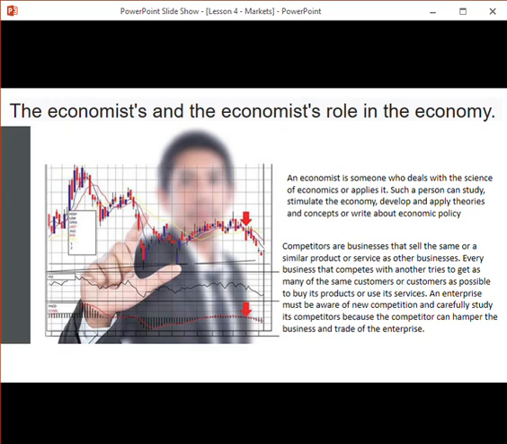So what does the term economist mean to you? Who is an economist? As you can see on the right hand side, it's someone that deals with the science of economics. He will apply it. This person can study what stimulates the economy, and then develop and apply theories or write about the economic policy. You need to understand this definition.